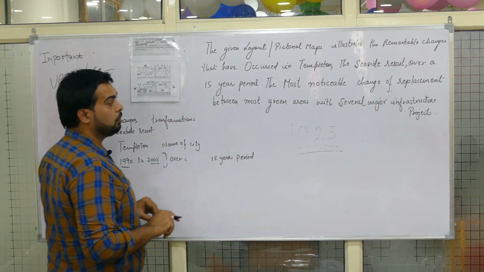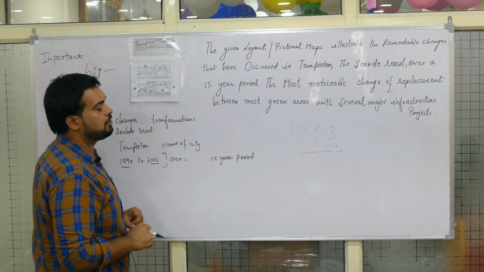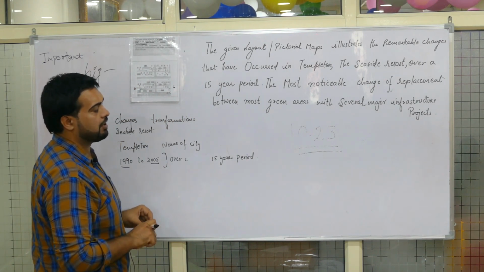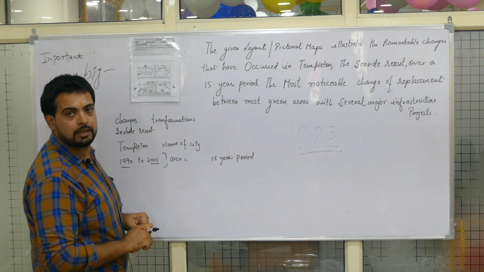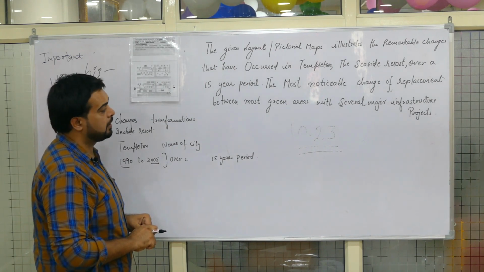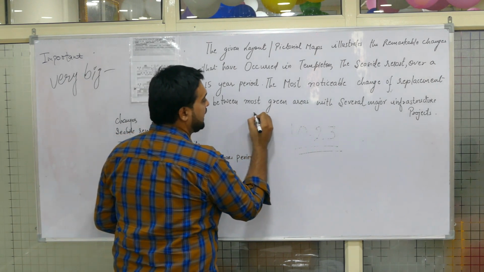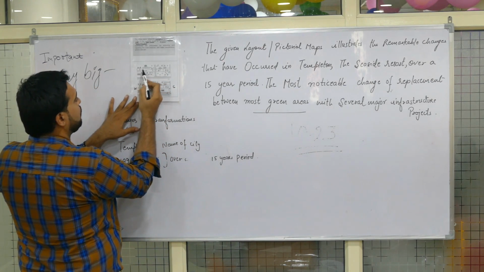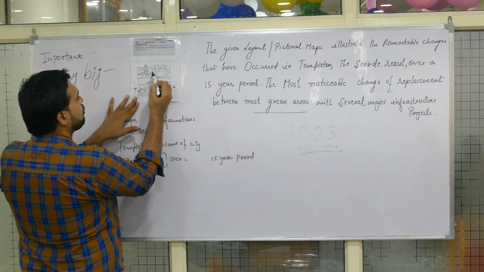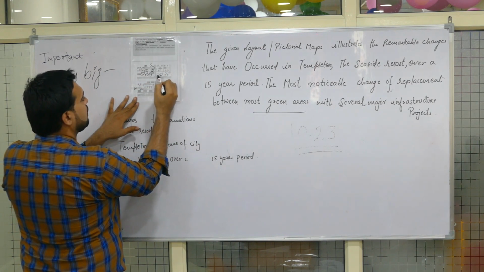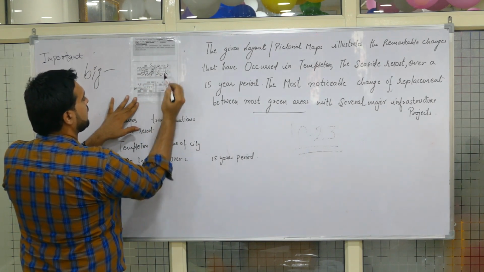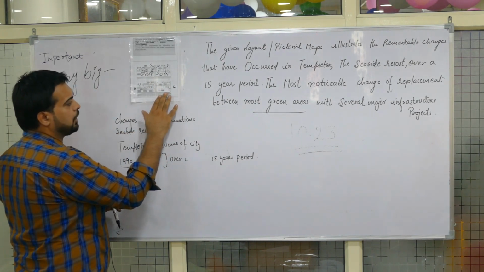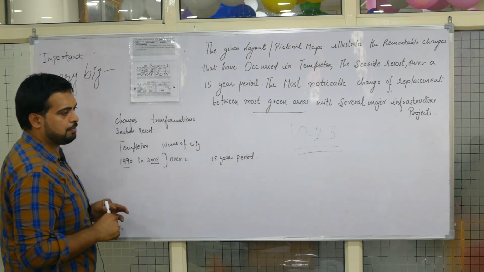So this is the ending that we need to write actually, the most noticeable change of replacement between most green areas with several major infrastructure projects. Why have we written the most green area? Because listen, here there are so many trees. Look please, look at the board here. There are a number of trees we have seen here. So in 2005 all has been converted into the several major infrastructural projects.